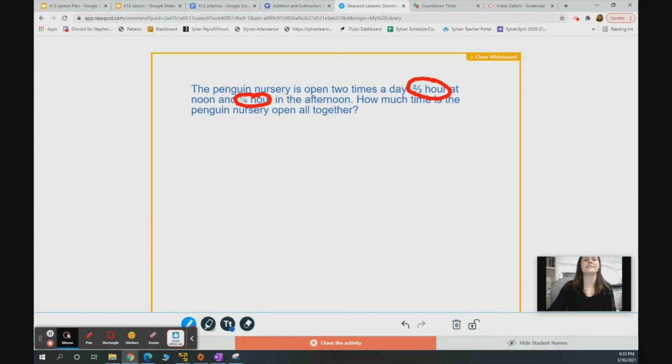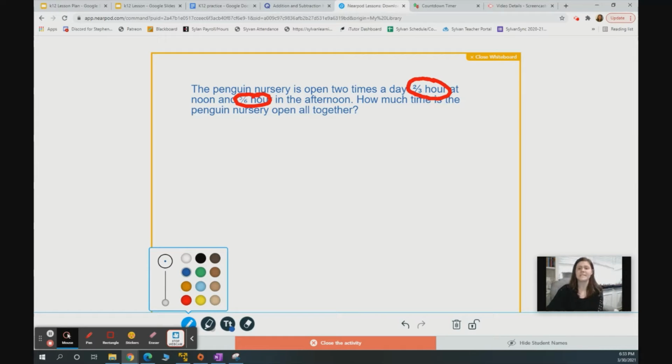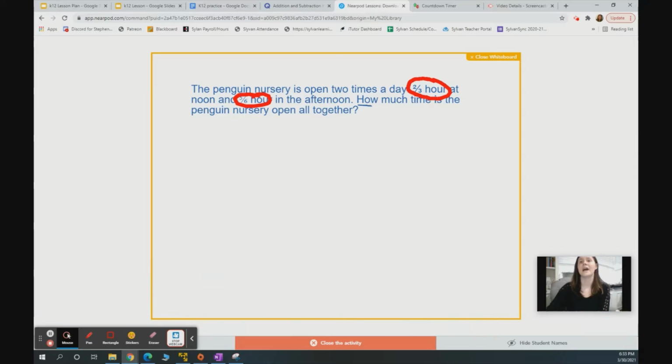My next step, let me make this a little smaller for us so it's easier to see, is to put an underline on the question. It wants to know, how much time is the Penguin Nursery open altogether?